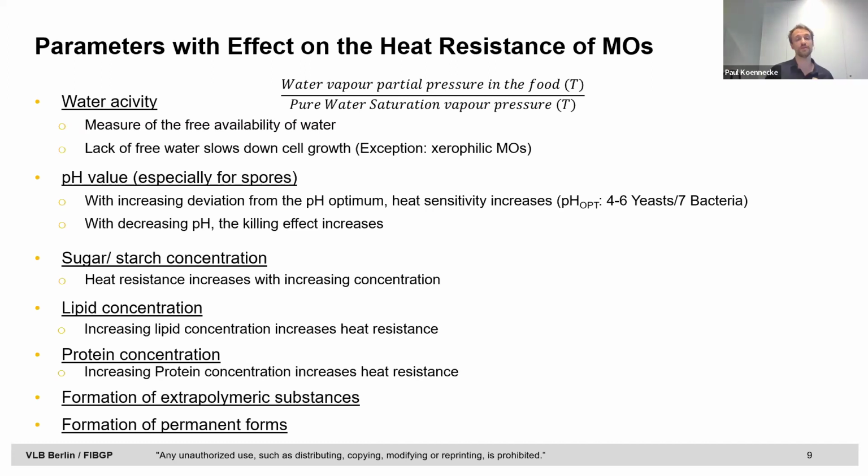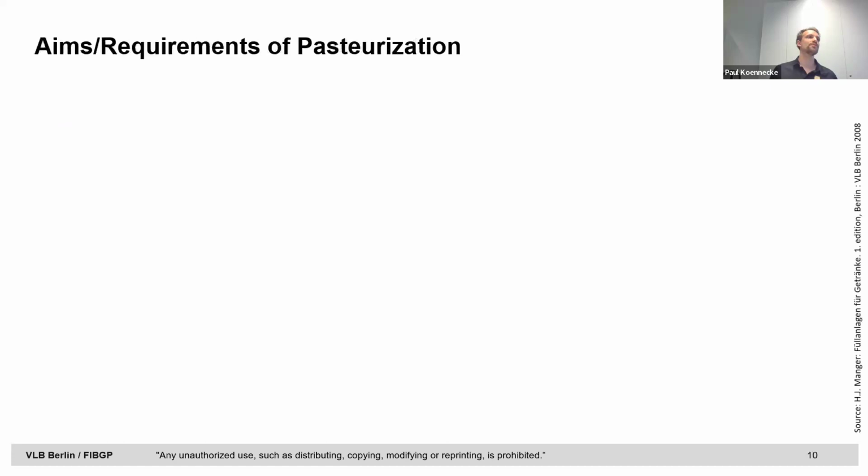Of course, the formation of permanent forms makes microorganisms more heat resistant. Spores, we're talking mostly about spores here. And yeah, so after we know all this, what do we want to achieve by pasteurizing our beer?